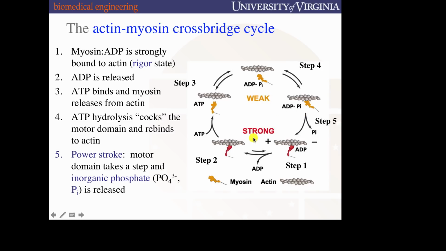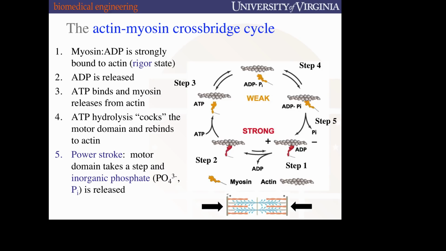And that leads to step number 5, what we call the power stroke. So ADP plus inorganic phosphate is now rebound to the actin. And now when it ejects that phosphate group, the energy from ejecting that phosphate group goes into a conformational change where the head domain goes from looking like this to looking like this. And that's where the step occurs. This is called the power stroke. So the motor domain takes a step, and inorganic phosphate is released. And we're back to this rigorous state.